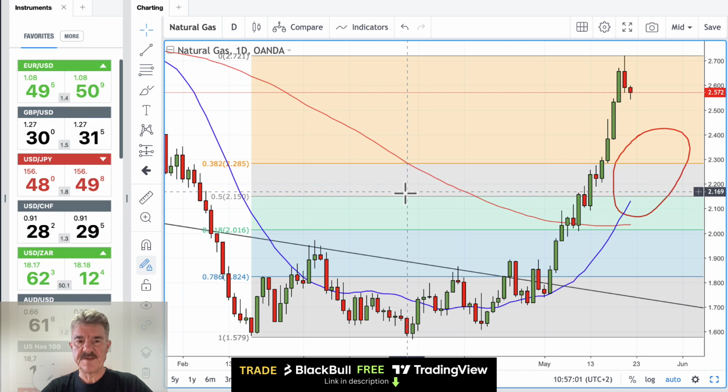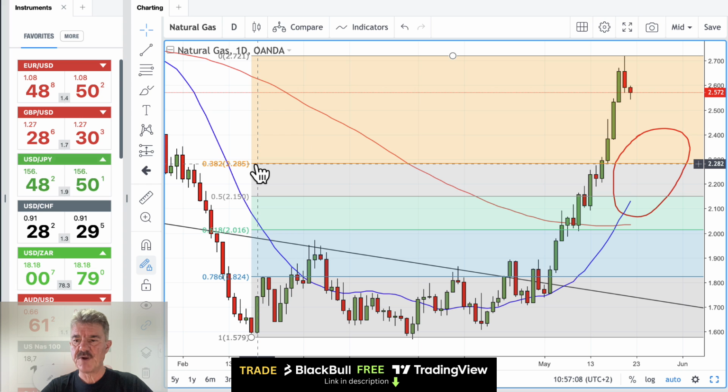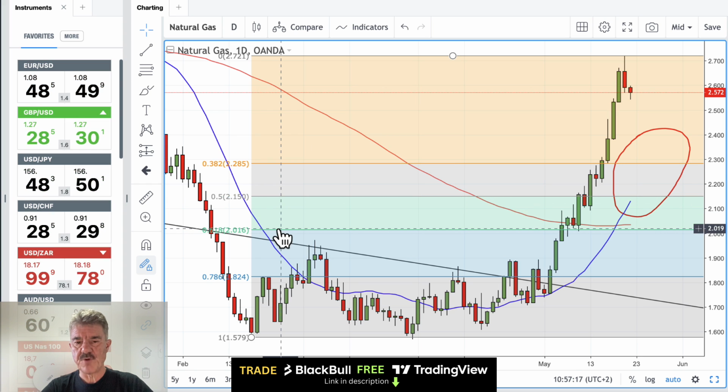And now we can see where the Fibonacci levels coincide with various other supports like the moving averages, etc. There's the 38.2% retracement at 2.28, the 50% retracement's at 2.15, and the 61.8% retracement is just above $2. Now these levels coincide very much with what I presented in the last video just a few minutes ago, but I wanted to cover OANDA for those who are trading it.